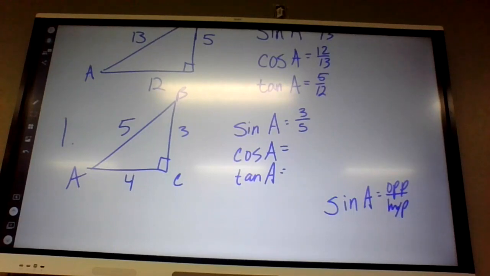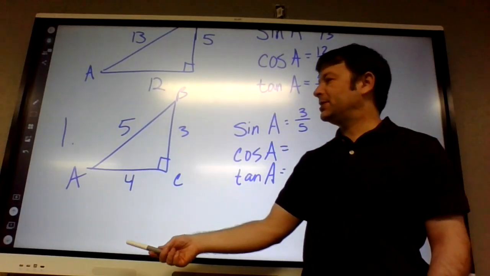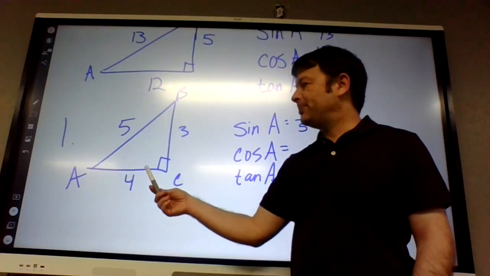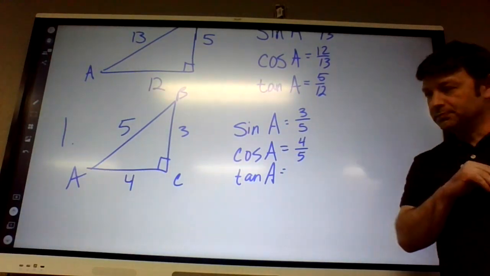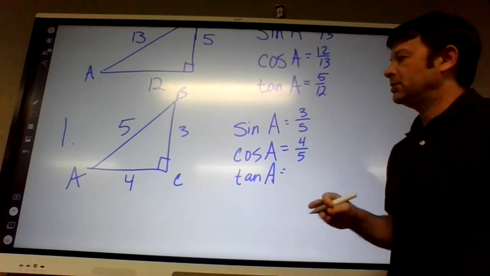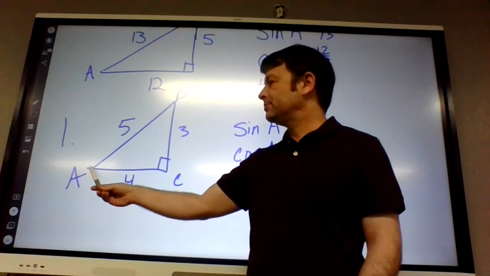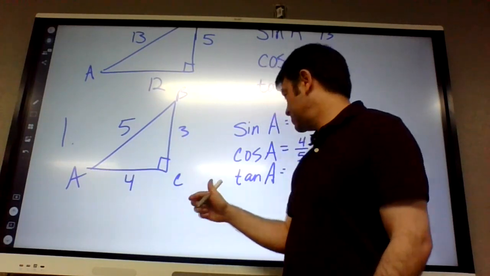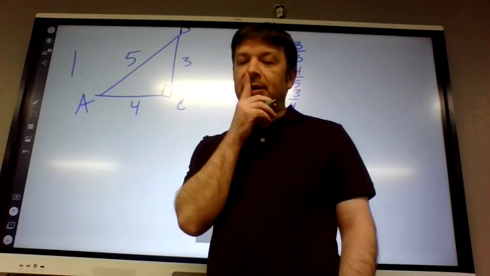Okay. Kyle, what sides does cosine give us? Adjacent over hypotenuse. Right. What is adjacent to angle A? 4. And what is the hypotenuse? 5. So 4/5. Okay, Reagan, did you write down what tangent gives us? Opposite over adjacent. So what's opposite of angle A? And what's adjacent? Right. So it's just 3/4.